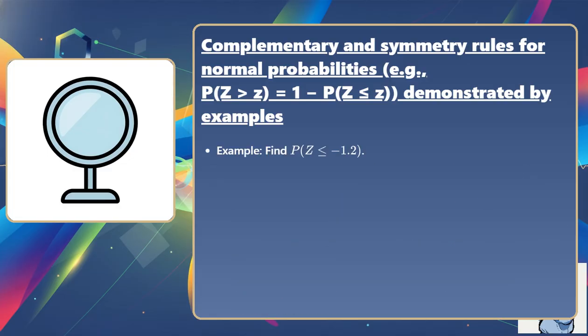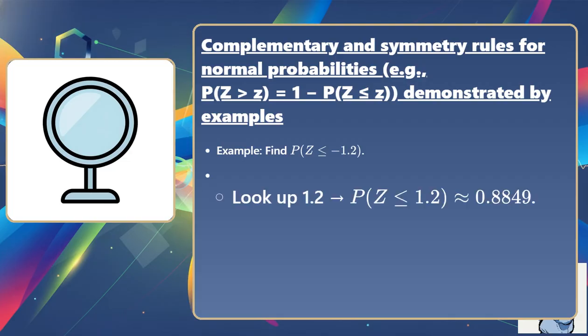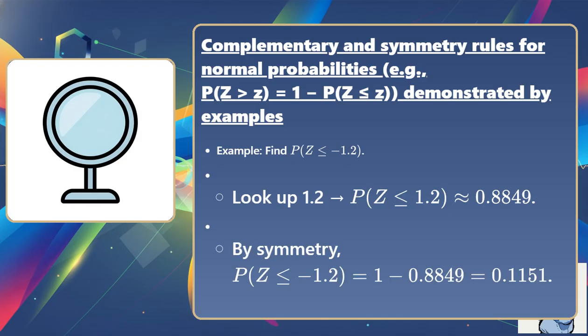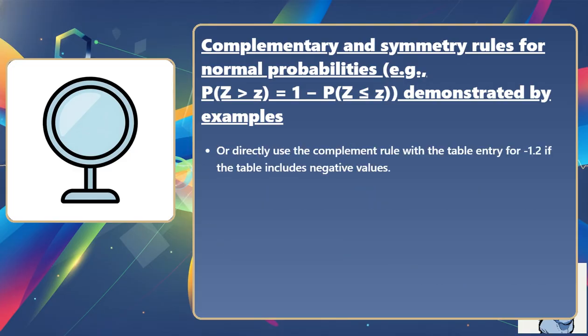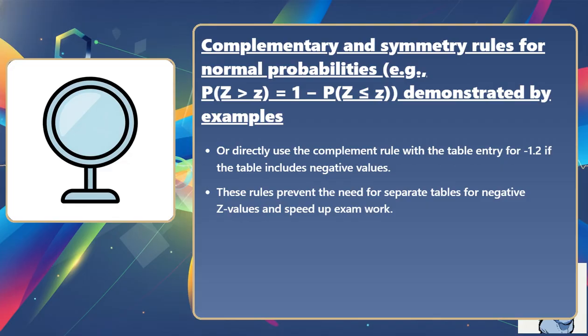Example, find P of z less than or equal to minus 1.2. Look up 1.2 yields P of z less than or equal to 1.2 approximately 0.8849. By symmetry, P of z less than or equal to minus 1.2 equals 1 minus 0.8849 equals 0.1151. Or directly use the complement rule with the table entry for minus 1.2 if the table includes negative values. These rules prevent the need for separate tables for negative z values and speed up exam work.